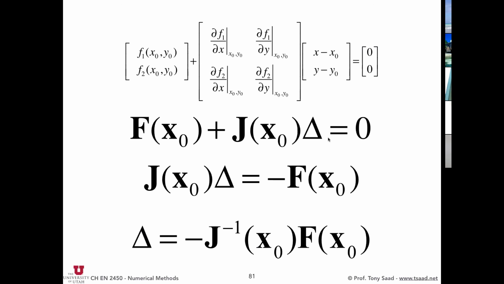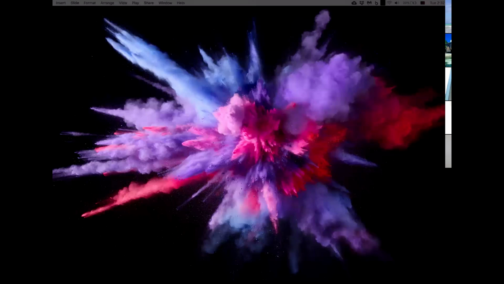You can compare this with Newton's method, and you can do this on your own later. The inverse of the Jacobian is equivalent to 1 over f prime. If you remember Newton's method, let me actually, I should have done that earlier. Let me contrast this to Newton's method.